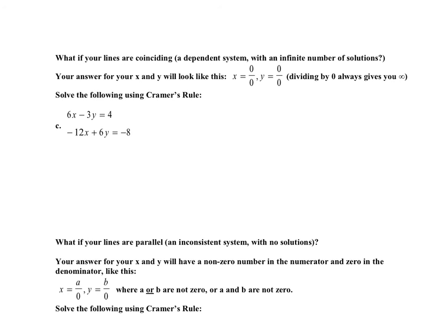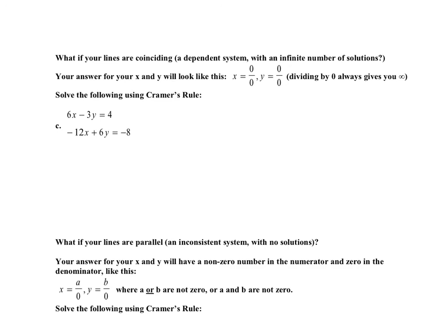Okay, so now we're going to do something else here. So what if your lines are coinciding, a dependent system with an infinite number of solutions? We already talked about that. That's the same line. Your answer for x and y will look like this, 0 over 0. Dividing by 0 always gives you infinity. No, it doesn't. You can't do it. But this means infinite solutions. Okay, so let's look at this one.